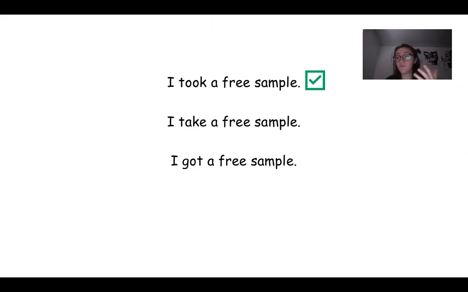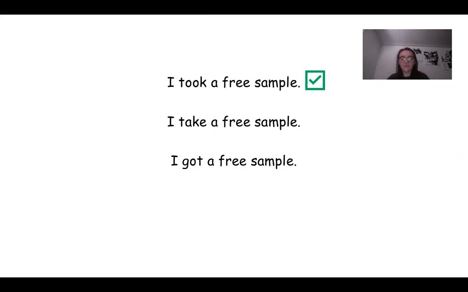I took a free sample means that it's in the past, right? It's this one action that happens in the past. I take a free sample means you do it a lot, right? Because it's the simple present tense. I got a free sample, it just means that someone was there and they gave it to you, right? Because we talked about how take and got. Take is something that you do without permission. It's something that only involves you. And get or got is something that involves two people.